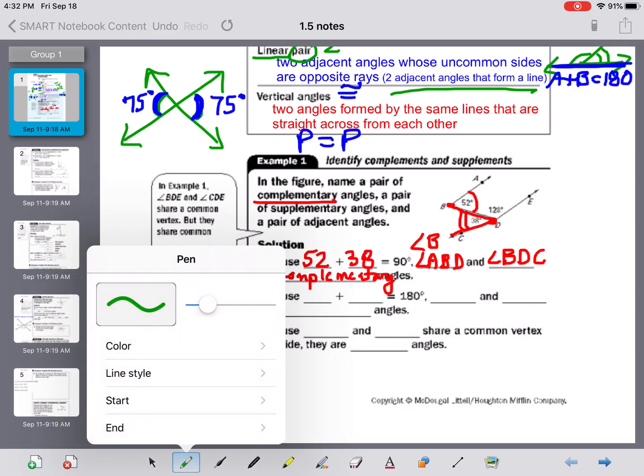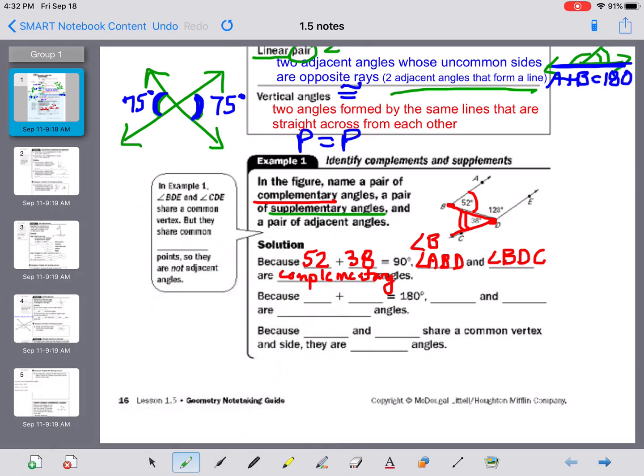All right, second one. It wants me to name a pair of supplementary angles. So we're looking for supplementary angles, angles that add up to 180, okay? Looks like if I take 52 and 128, those two numbers add up to 180. So let's see, 52 and 128. Well, we already called that angle 52. That could be angle B again, and we're allowed to call it that. But that 128 is part of this confusing vertex thing, so I better name it angle BDE this time, so I make sure I go over to the E and catch that 128.